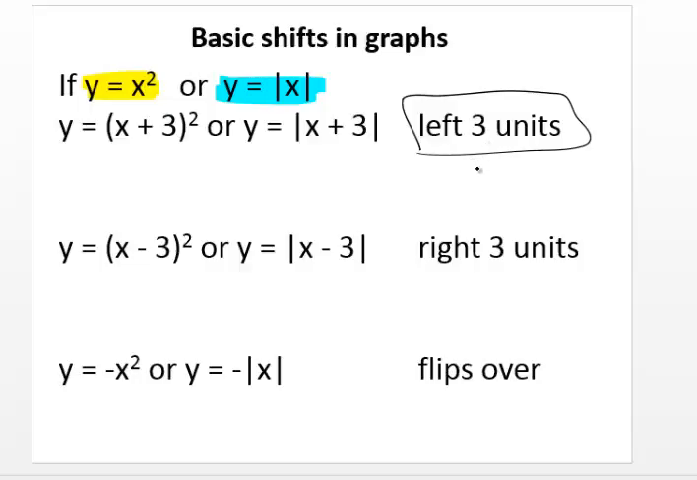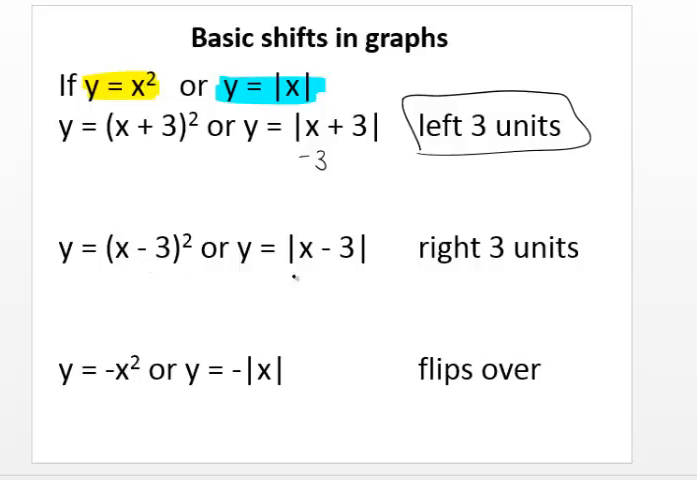Now, that's confusing to people because they're like, why is that a left shift and not a right shift? And that's all due to the fact that you're really thinking about what creates 0 inside of here, and then negative 3 creates 0 inside of there, and that would be left 3. The same thing down here.